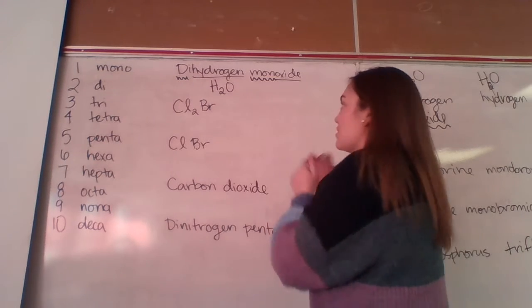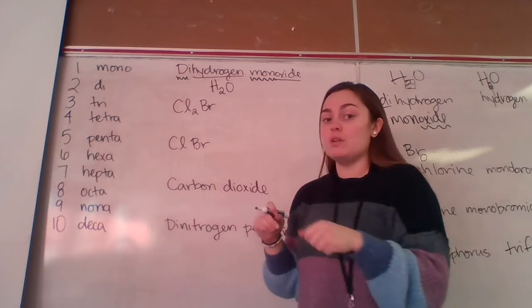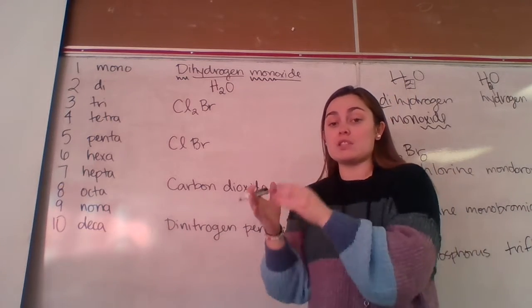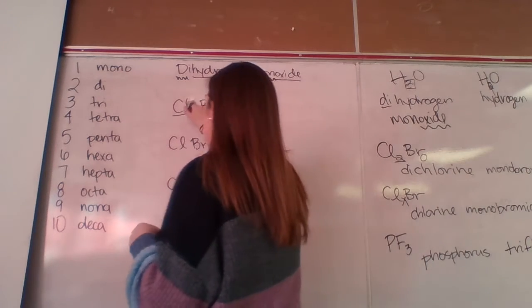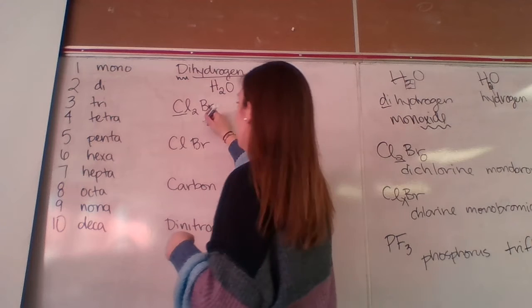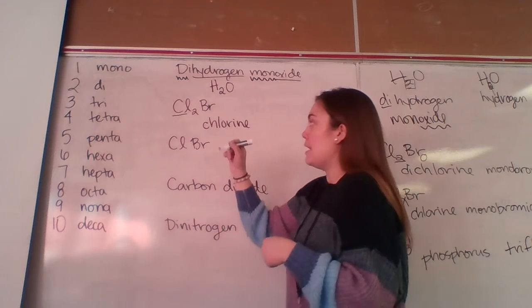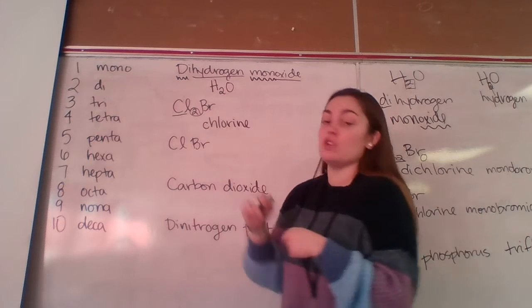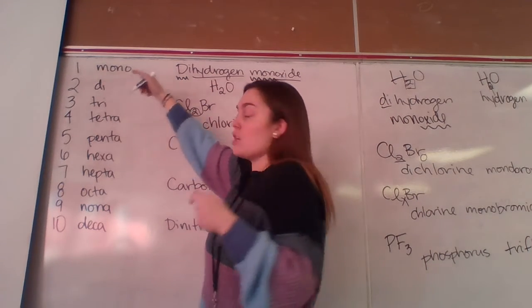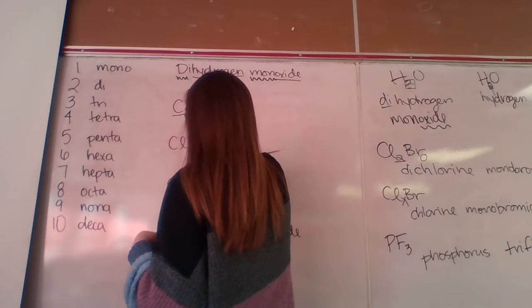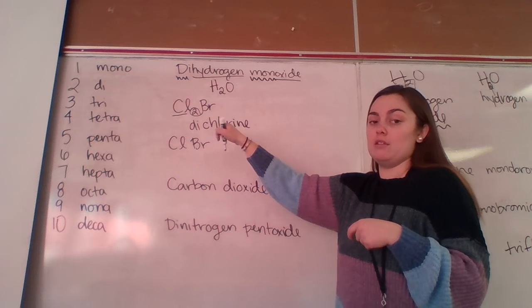All right, moving on. Next one, we have Cl2Br. Again, we're going to break this into two pieces, the first nonmetal and the second nonmetal. Cl is chlorine, so I'm going to write chlorine. It has a subscript of 2. Since it's 2, I go over to my prefix chart, which is di, and I simply add di in front of that name. So it says dichlorine.